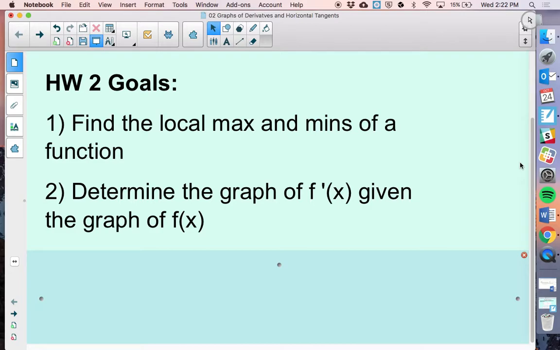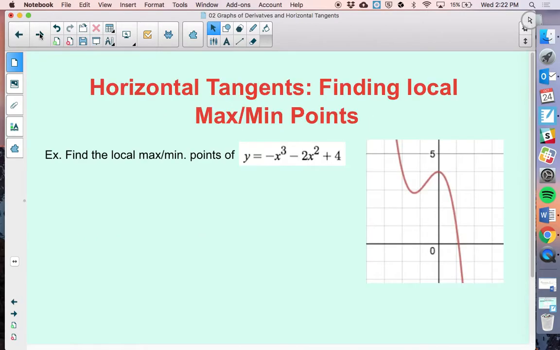Two, determine the graph of f prime of x given the graph of f of x. So first example says find the local max and min points of this function. So the local max is here and the local min is here. And if you remember, I had asked you guys the question, what is the derivative at those points? And because the tangent line is horizontal, we know the derivative is 0. So at this point's x value, the derivative is 0, and same thing happens down here.